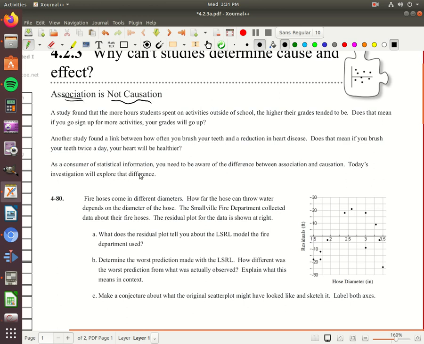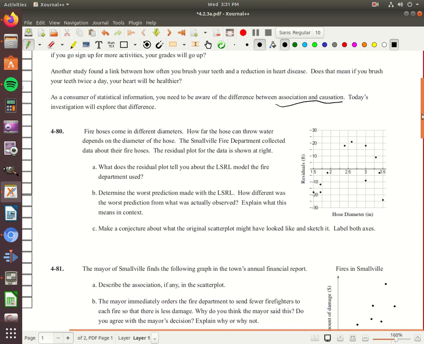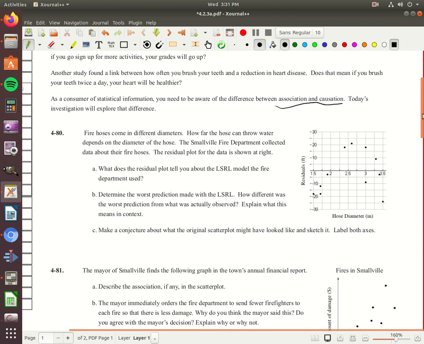So as a consumer of statistical information, you need to be aware of the difference between association and causation. Today's investigation will explore the difference. And I'll tell you this right now. In the real world, this is a big deal. If you're going to be like an educated voter, it's an easy trick for a politician or a political group to blame something when they in fact are just associated. So I would just say guard yourself against that. This is a good skill beyond the math classroom, I promise.